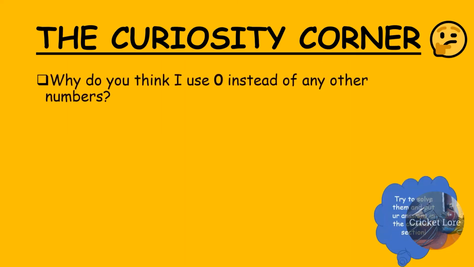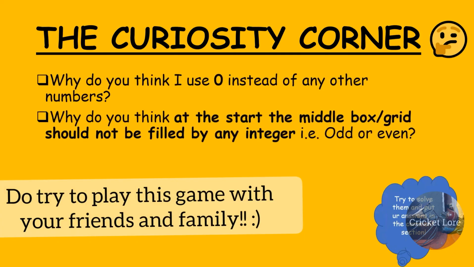So the first question is, why do you think I use 0 instead of any other numbers? Then, why do you think at the start of the game the middle grid should not be filled by any integer that is even?